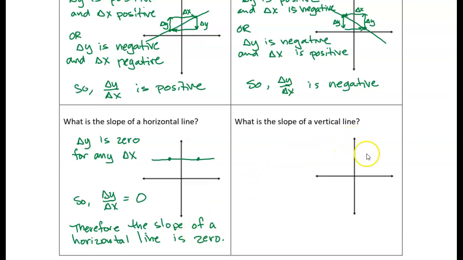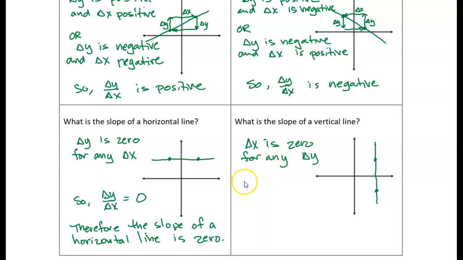All right, what if we have a vertical line? A vertical line is up and down, right, like this. If I choose 2 points on that line, now I don't have to travel any distance in the x direction. I only have to travel in the y direction to get from one point to the other. So now delta x is 0 for any delta y, right?